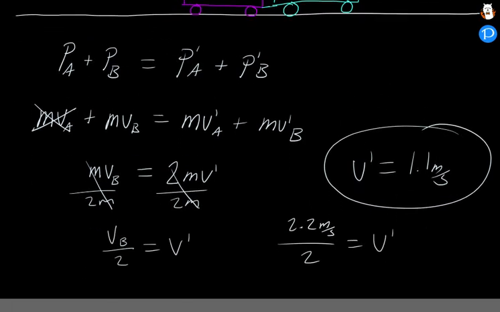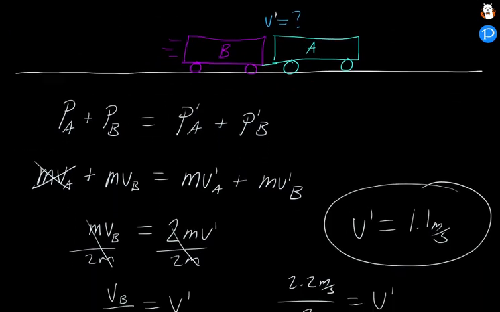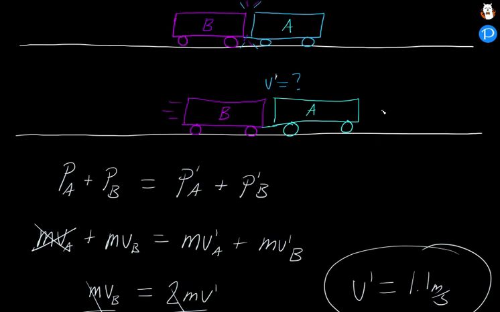Which makes sense because this car was not moving at all and this car had a speed of 2.2. So after they collide, because of that impulse, it makes sense that the velocity would just get cut in half, to both of these cars having a velocity of 1.1 meters per second going in this direction.